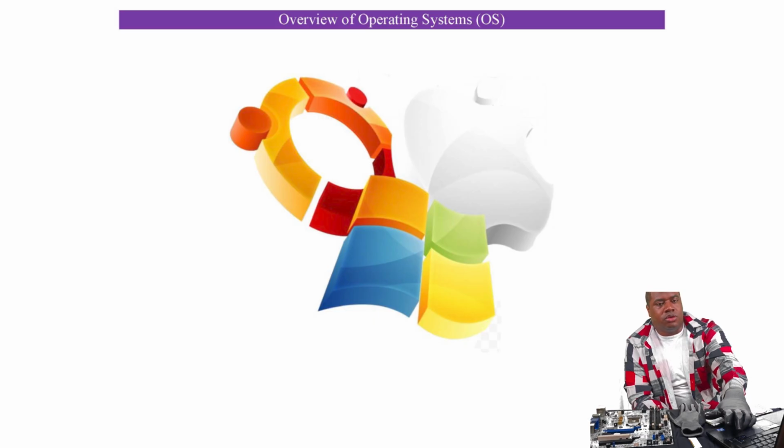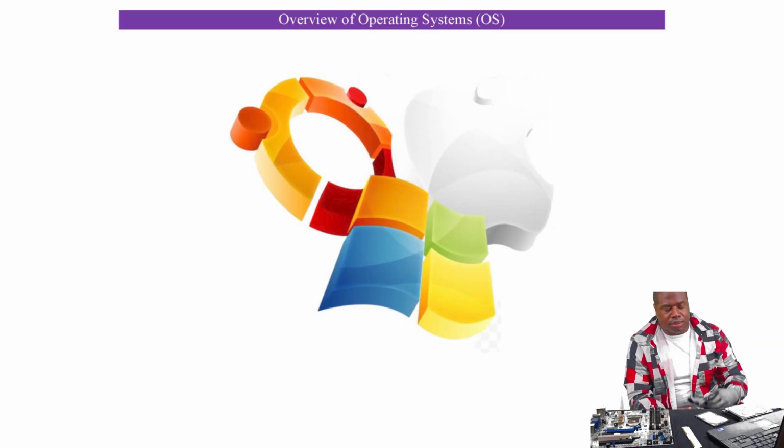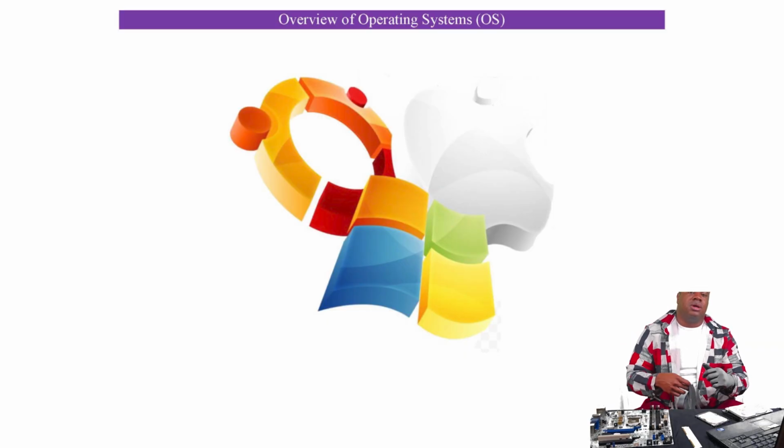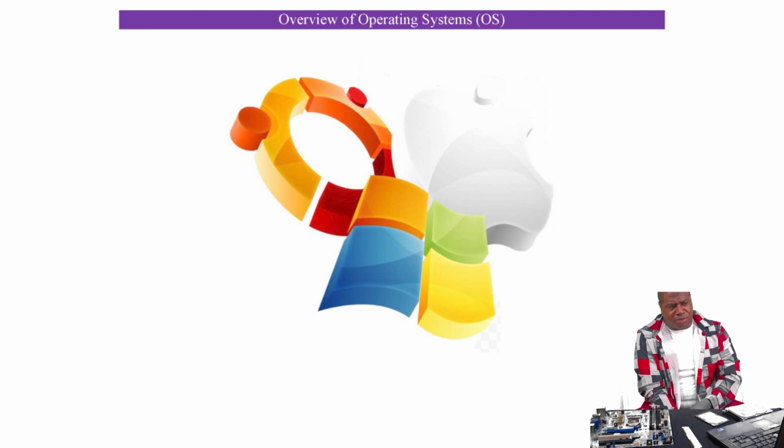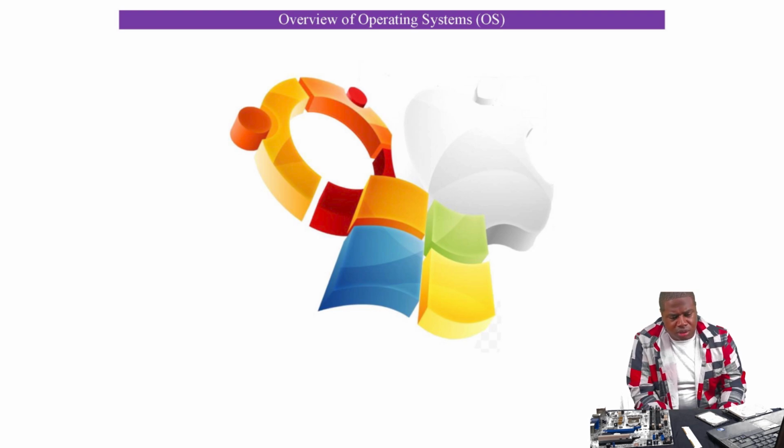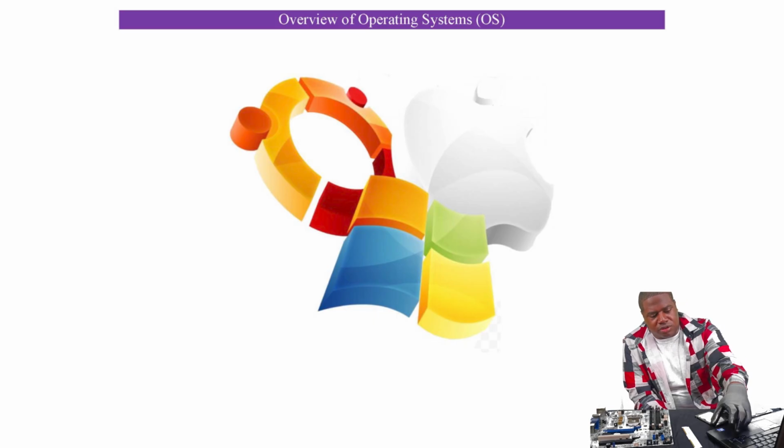Now we move on to an overview of operating systems, or OS. We're going to be talking about different operating systems like Windows, Linux, and Apple Mac. These are different types of interfaces that are used to interact with different applications and so on.